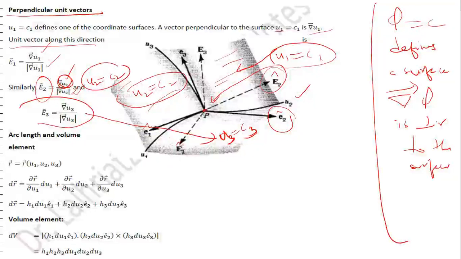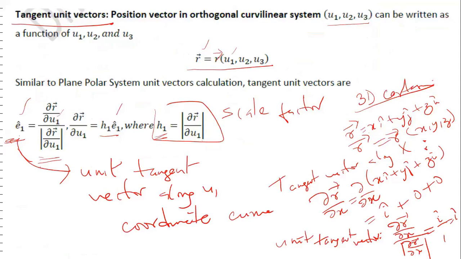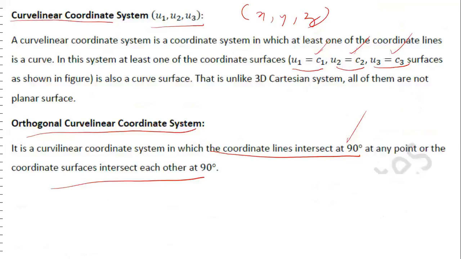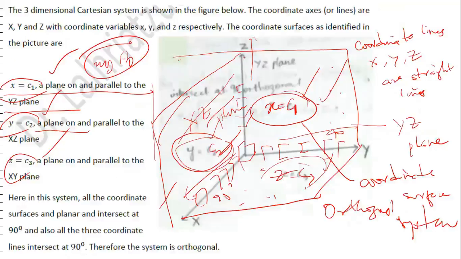Right. So today we have talked about a curvilinear coordinate system, and here we have discussed this 3D Cartesian system with our XYZ coordinate lines and the coordinate surfaces given by x equal to C1, y equal to C2 surface, z equal to C3 surface. So all these coordinate surfaces are perfectly planar surfaces. Okay. So for every point on this YZ plane, the x value is fixed. So that's what the surface equation is.